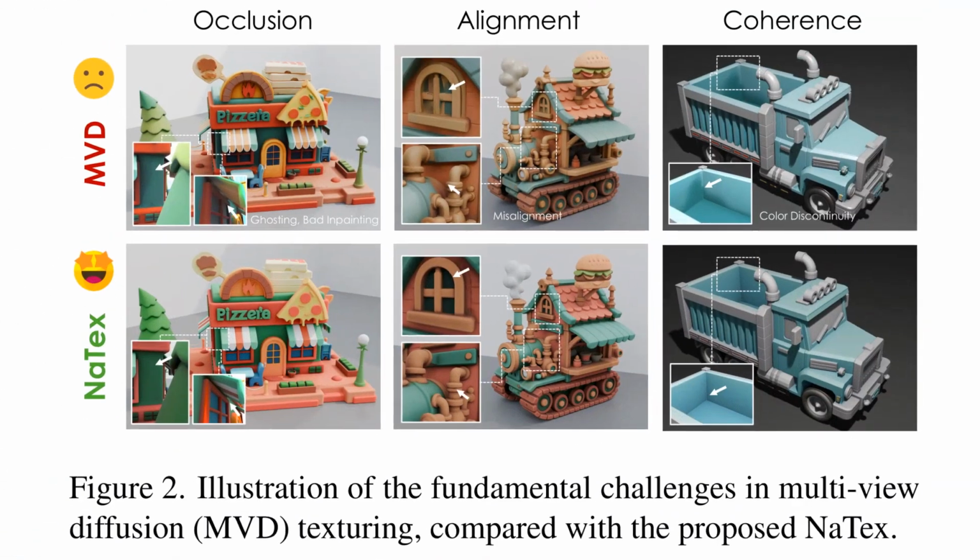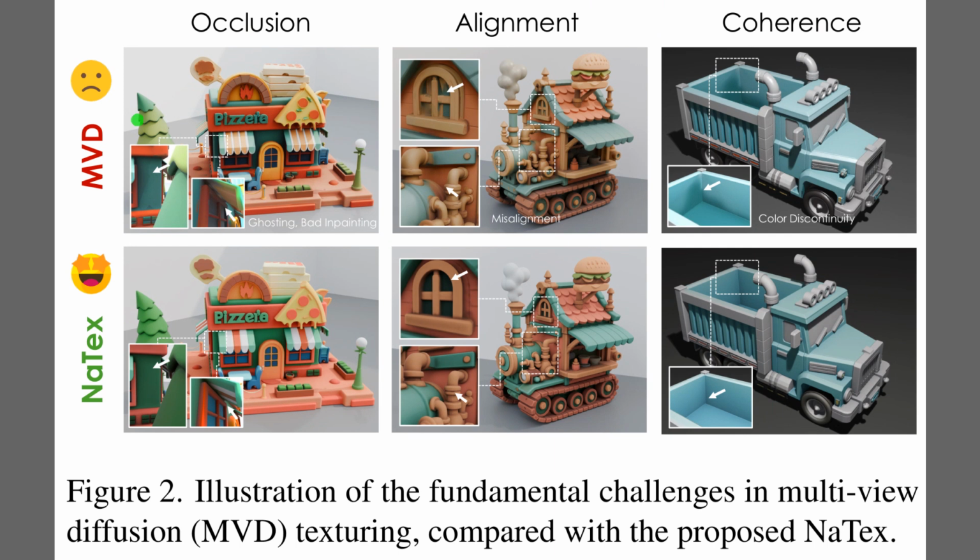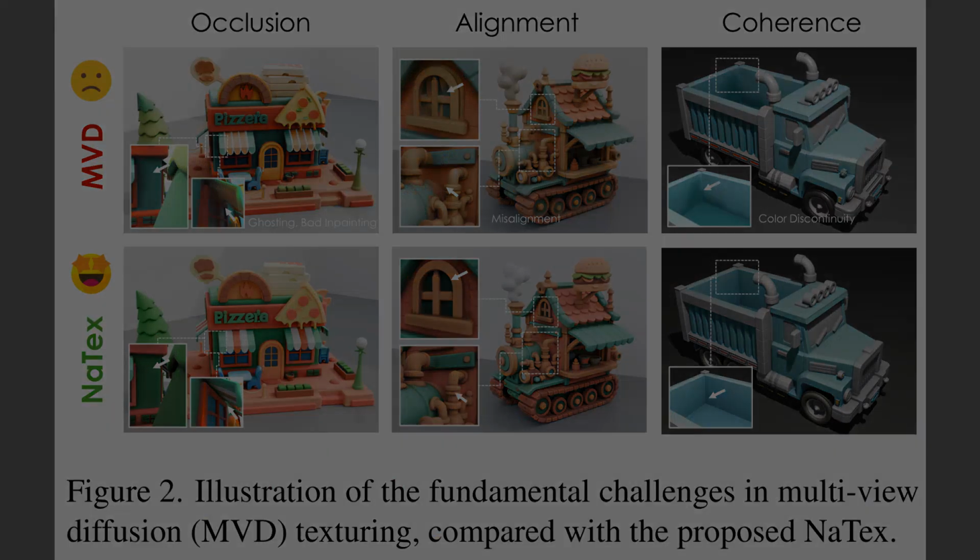Well, Figure 2 contrasts multi-view diffusion with the native three-dimensional approach on three core issues. The whole figure shows pairs of examples, with the top row from multi-view diffusion and the bottom row from the native method. The occlusion column highlights ghosting and bad inpainting in hidden corners that disappear when colors are generated directly on the surface. The alignment column shows misregistered edges around windows and pipes that become clean and snapped to geometry. The coherence column illustrates color discontinuities across a truck bed that turn into a smooth, globally consistent material.